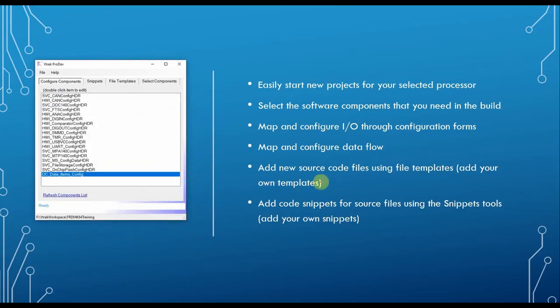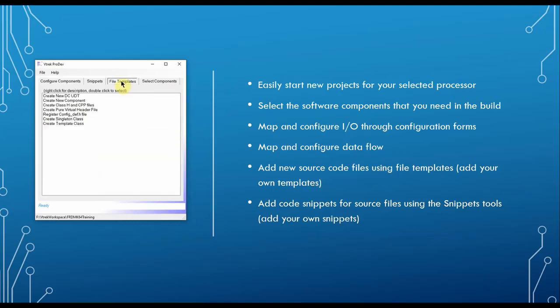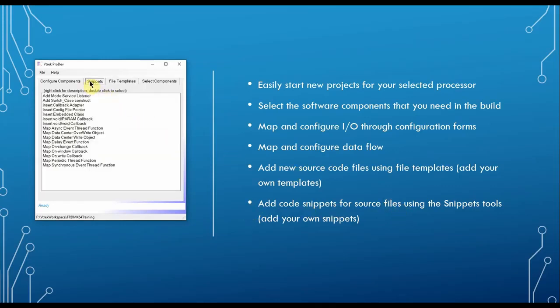You can add new source code files to your project using file templates, and you can add your own templates to the list. And you can add code snippets for source files using the snippets tool. And of course you can add your own snippets as well.